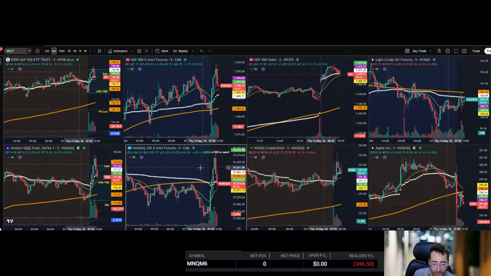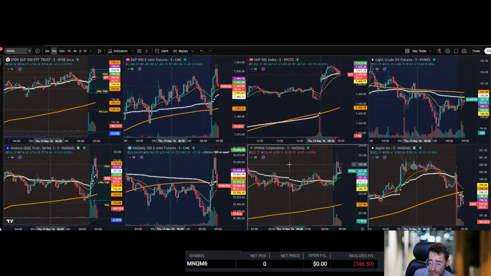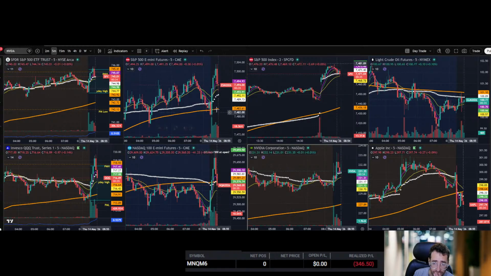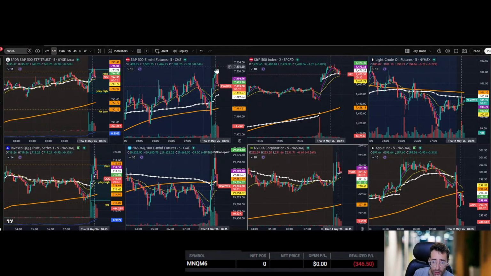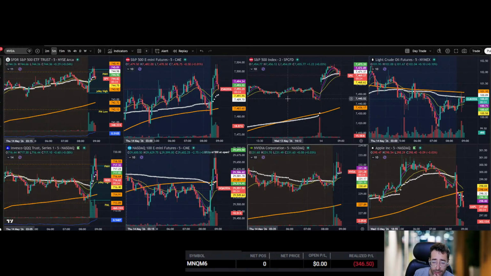Sometimes that happens, where your plan is perfect. What you wanted to happen, what you said was going to happen, is exactly what happened, but the execution wasn't good. And I think that was just because I didn't know how high we were going to go. I should have waited for that tweezer top up there to show that weakness.